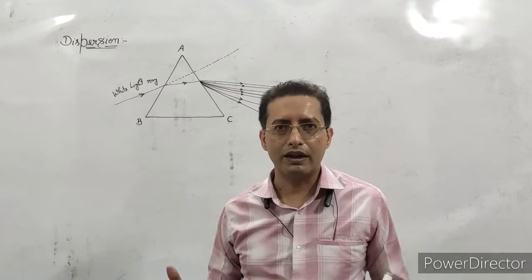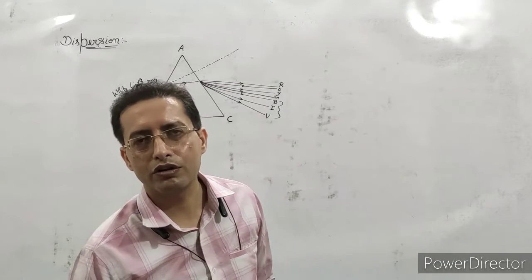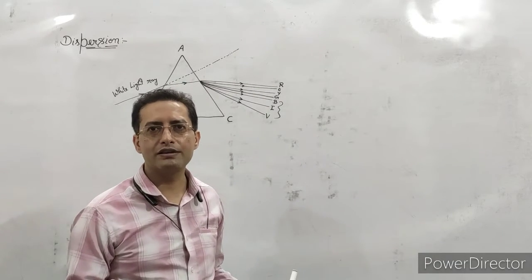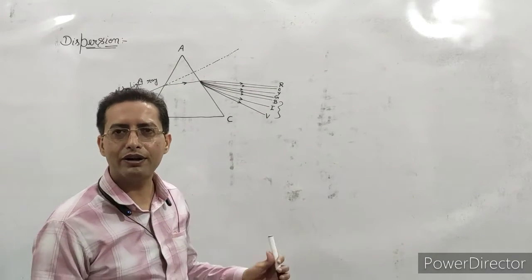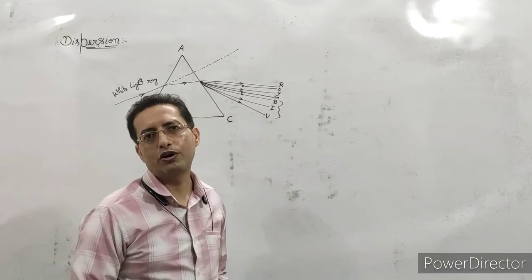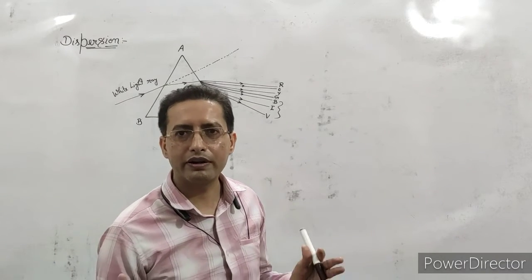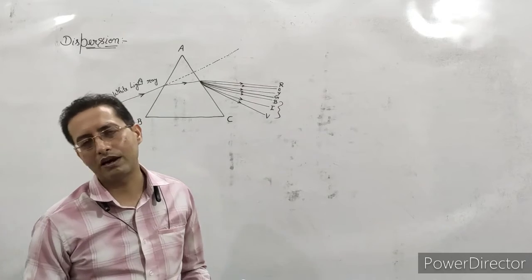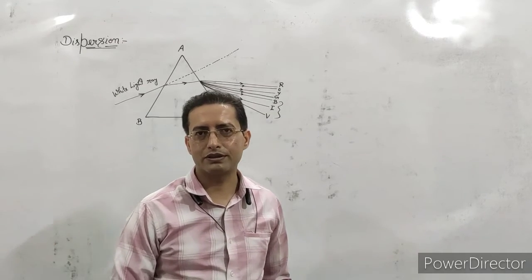So that is dispersion, and there are many phenomena all around us which are due to the dispersion of the light ray. We can also observe that the sky is blue, and not only this, we can also observe the forming of a rainbow. These are all examples of dispersion.